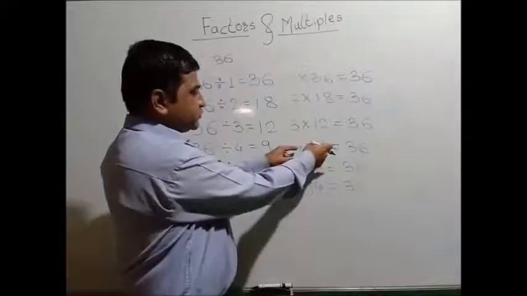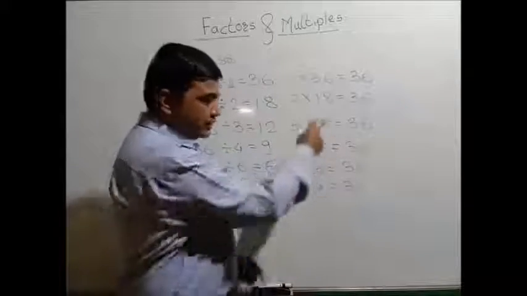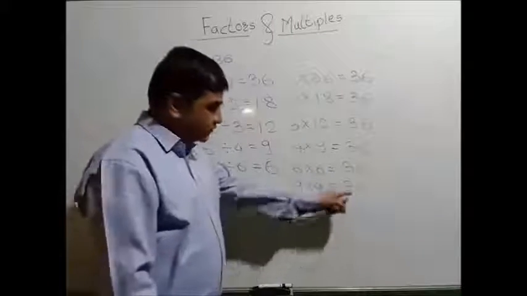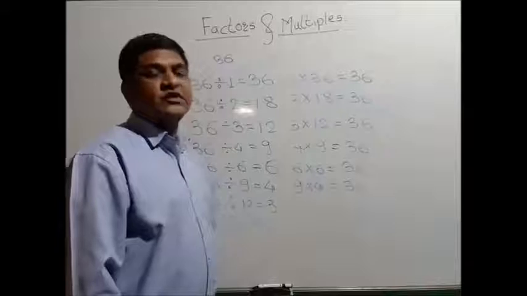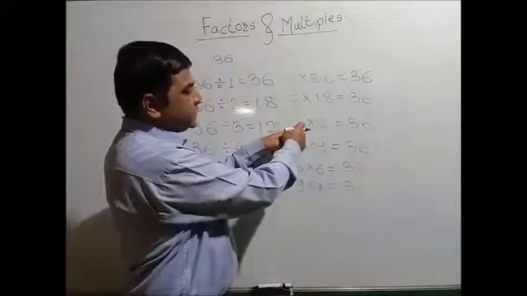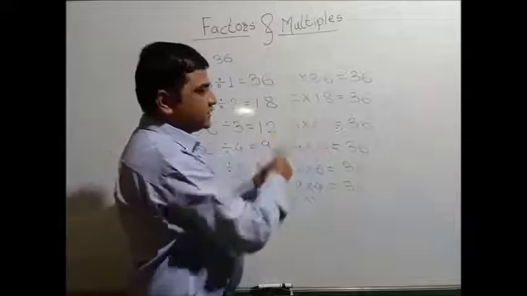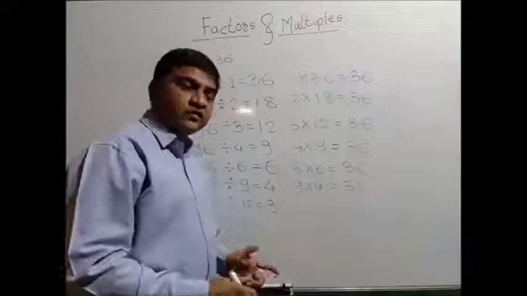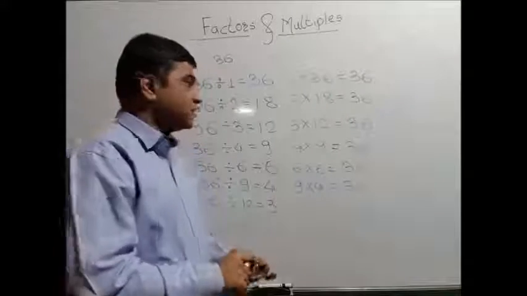So if I change the position of 9 and 4, will the multiplication change? If I take 9 for 4 times, will the answer change? No, this will not happen. Same is the case if, instead of 3 for 12 times, I take 12 for 3 times. Will the multiplication change? No. So here we got the factors of 36.